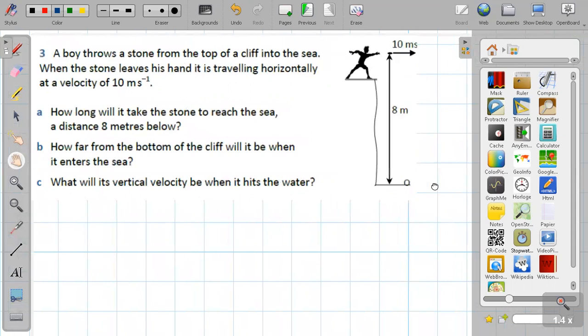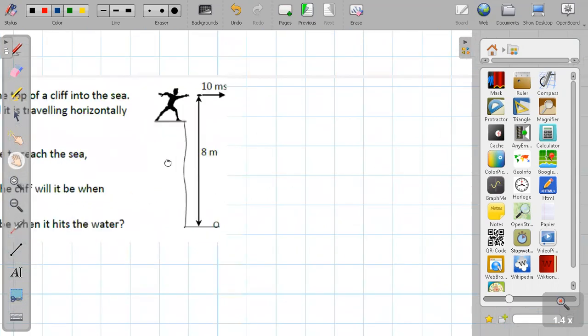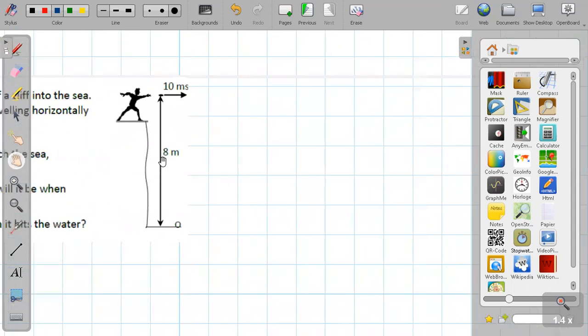Okay. A boy throws a stone from the top of the plane into the sea. When the stone leaves his hand, it is traveling horizontally at a velocity of 10 m s^-1. This is something you will immediately see in exam questions. Today we are going to discuss some exam questions. So this is the ocean just behind.